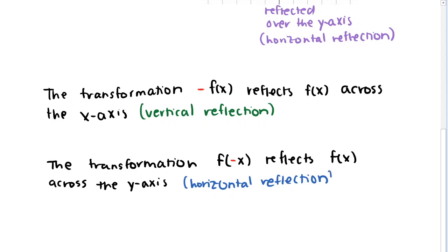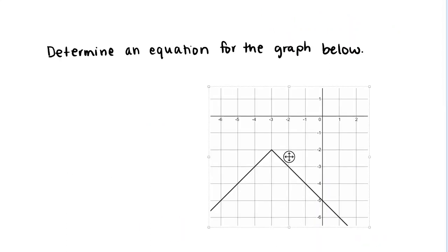And again, it falls in line with this idea of if we adjust the input values, it's going to do some sort of horizontal transformation. If we adjust the output values or the function itself, it's going to correspond to a vertical transformation. And so here, let's take these ideas and put them together with our shifts to find an equation for this graph below. And so if you're up for it, please pause the video and give this example a try.